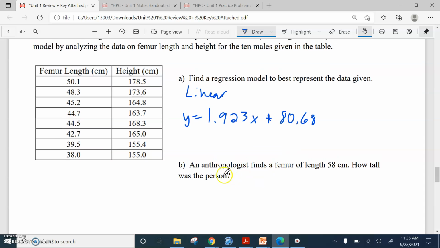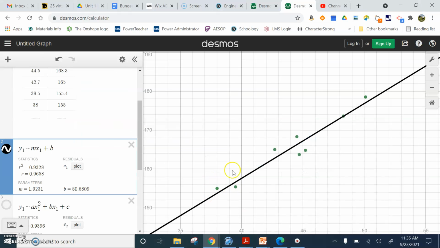Now, B is saying an anthropologist finds a femur of length 58 centimeters. They're asking how tall the person was. So we don't have 58 on our chart, so we need to interpret that. And it is well within or close to the data we have. So let's look at that graph for 58. There are two ways to do that. You can click and drag until you get to 58.